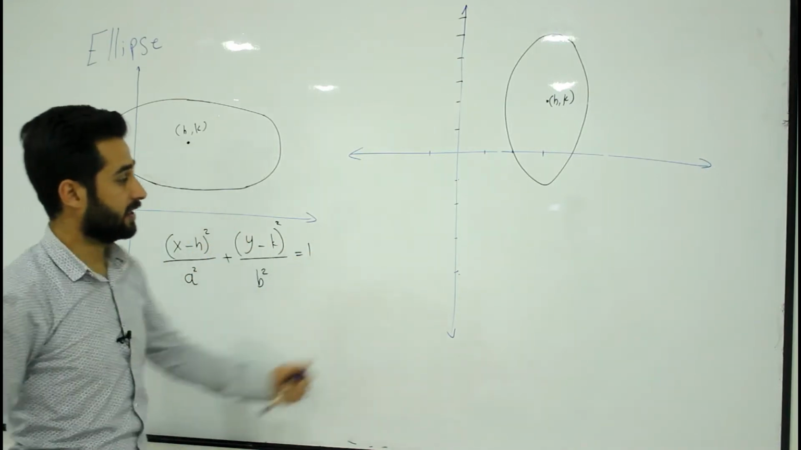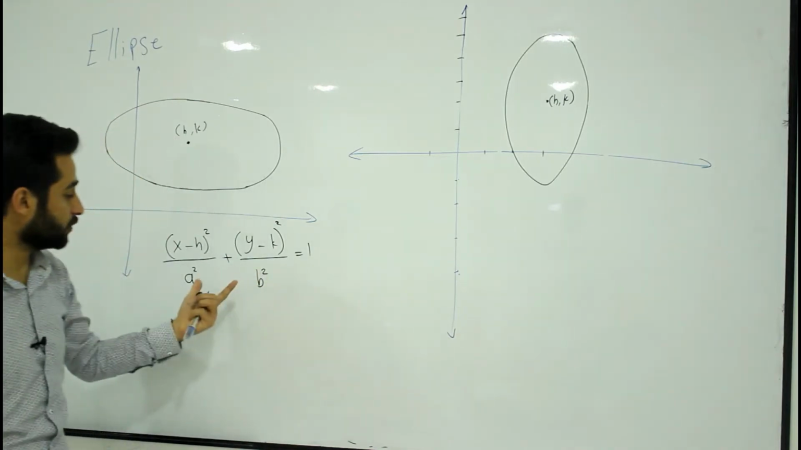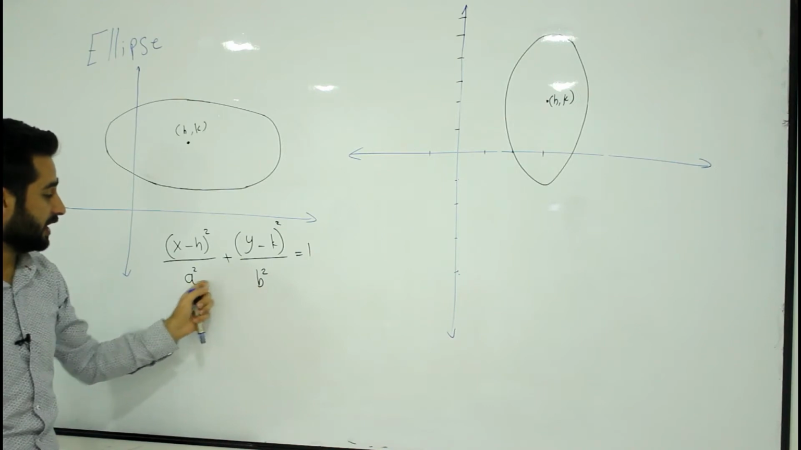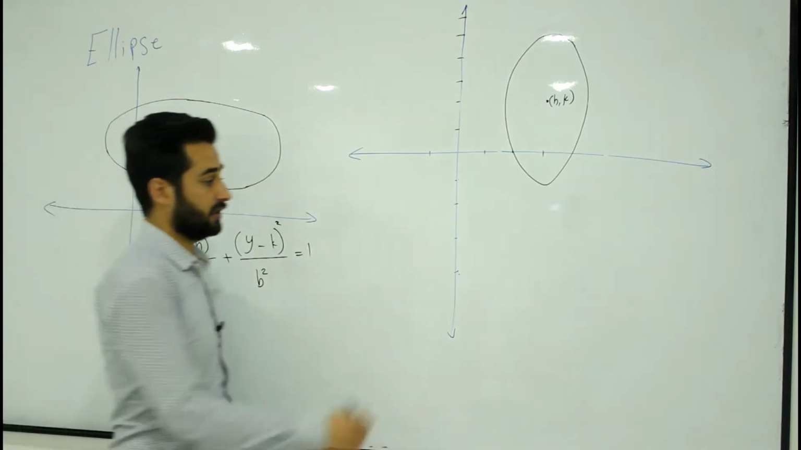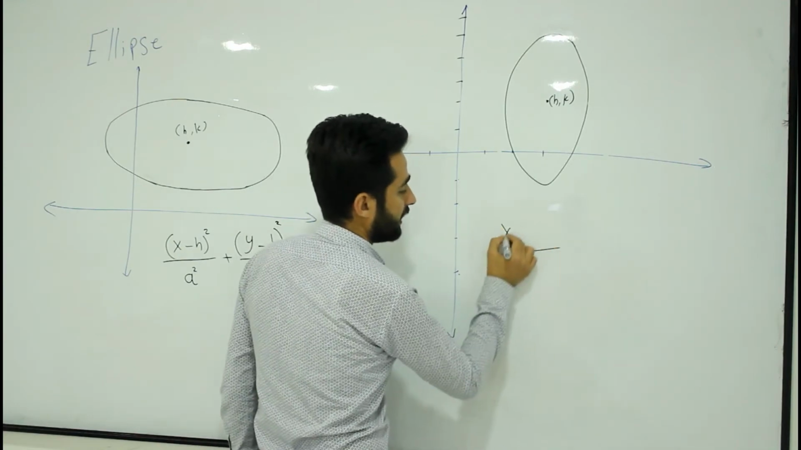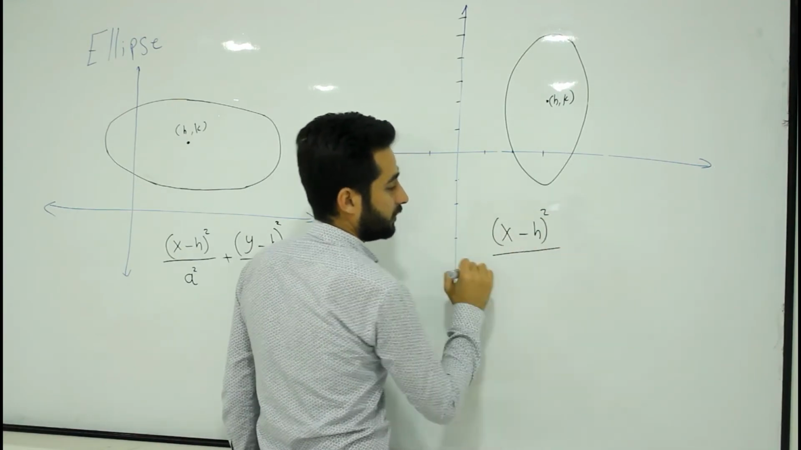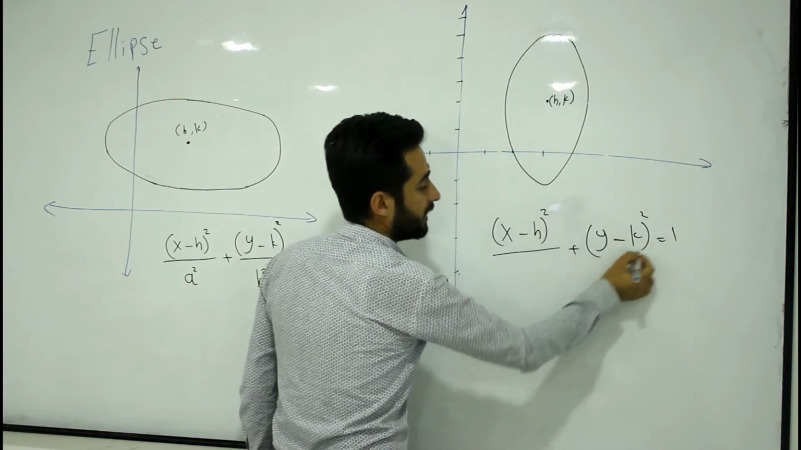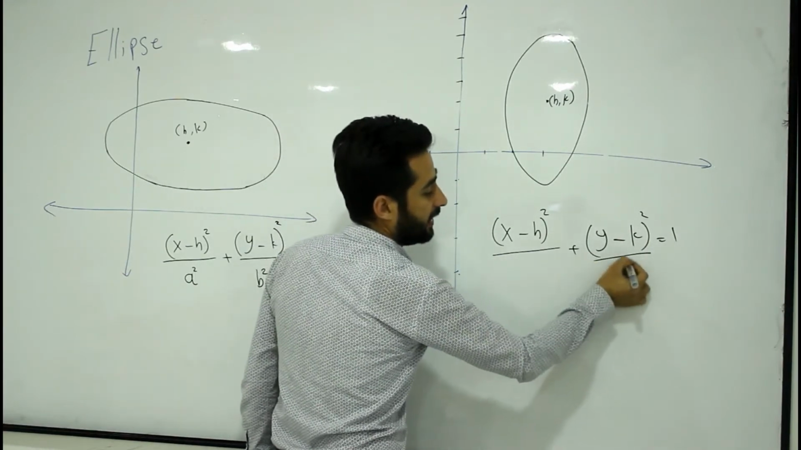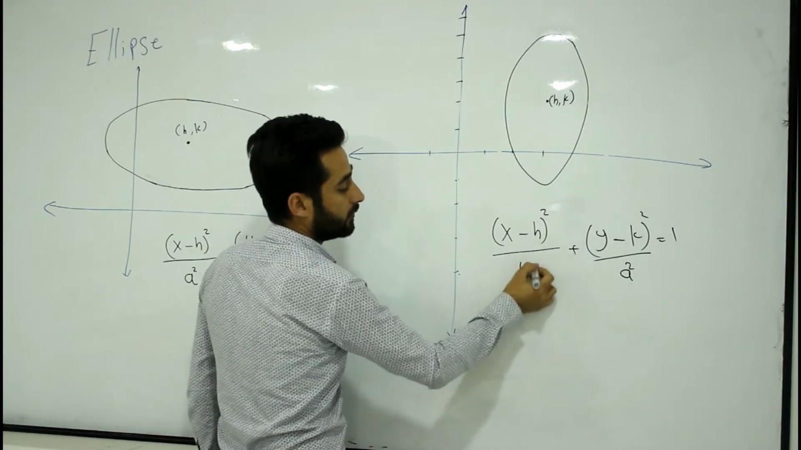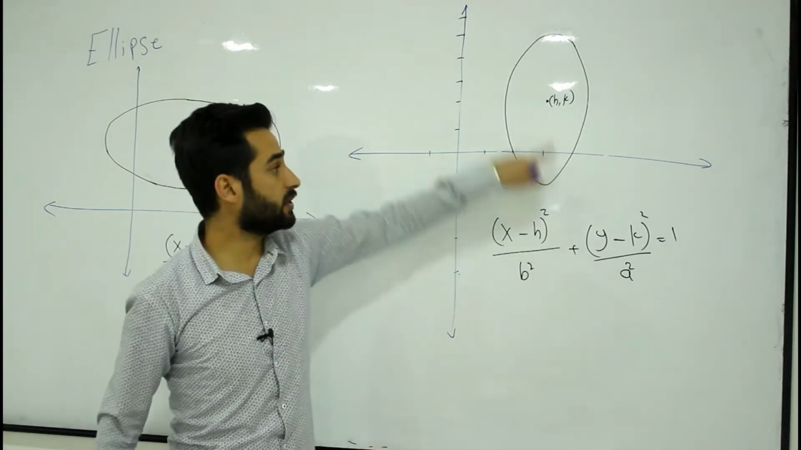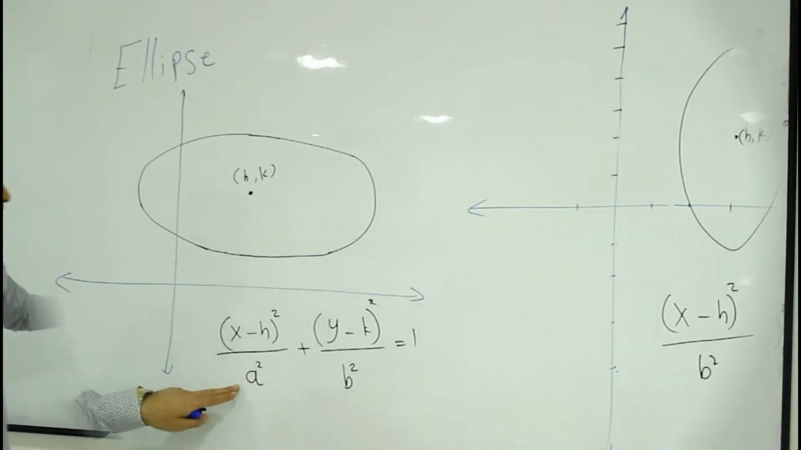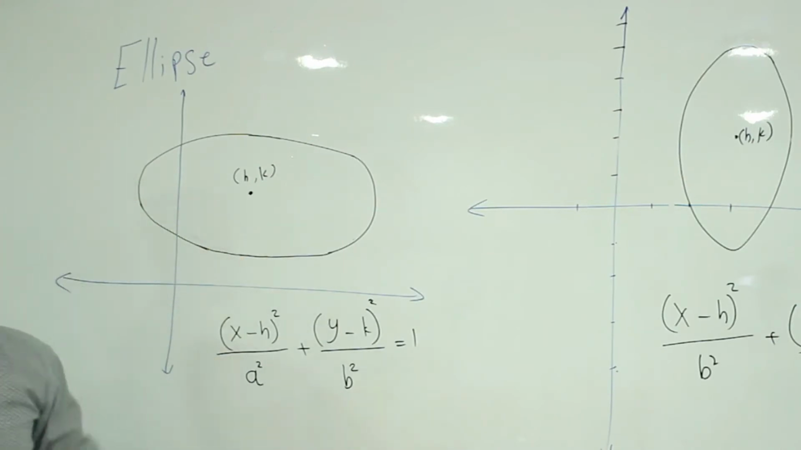But here, the difference between the rule for this one and this one is only a and b. We can change a with b, and it becomes a vertical way. For example, x minus h squared plus y minus k squared is equal to 1. In this way, the a squared is under y, because it is vertical when the greatest number is under y. It is horizontal when the greatest number is under x. Okay?